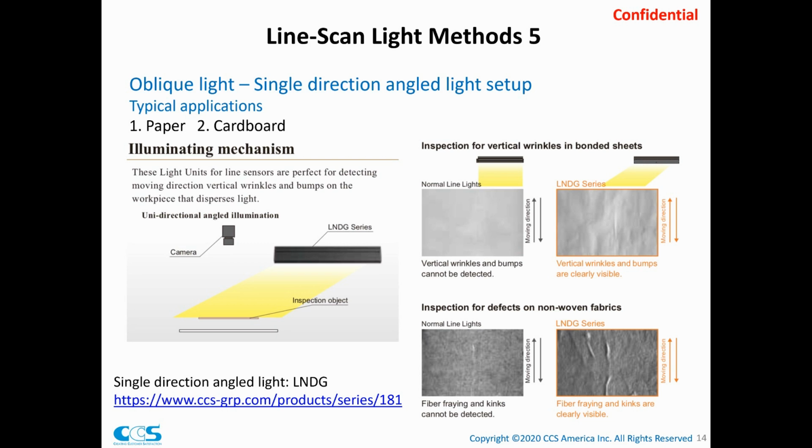That's all for the lighting technique. Very quick summary. We talked about 6 different lighting techniques. The first one is front light, which includes bright field and dark field, and then the backlight, correctional light, and tunnel light. We also introduced 2 very specific lighting techniques: one is the bidirectional angle light, the other is single directional angle light.